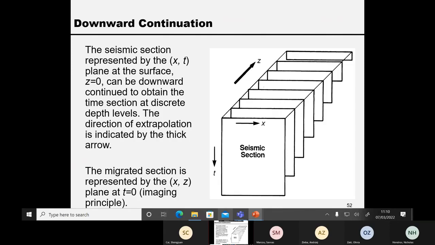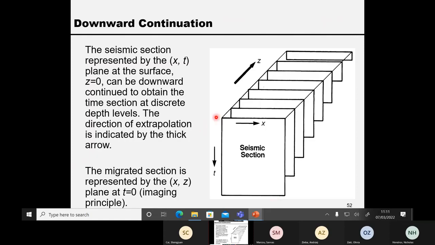I showed this PowerPoint before for the downward continuation. What we do is we have a seismic section in the x direction and time direction, so it's a 2D seismic file. For downward continuation, we just move the surface downward by delta z, gradually from the surface downwards, right?